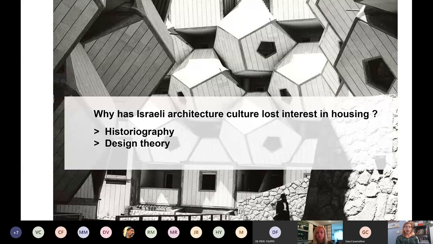The question: why has Israeli architecture, which has been consolidated revolving around housing, lost interest in this design problem? While I'm specifically researching the Israeli homeland enterprise, this research question is highly relevant beyond Israel, as many national architecture cultures have lost interest in mass housing by the early 80s. It is therefore both a case study research question and a question revolving around the architecture history and theory of our discipline.